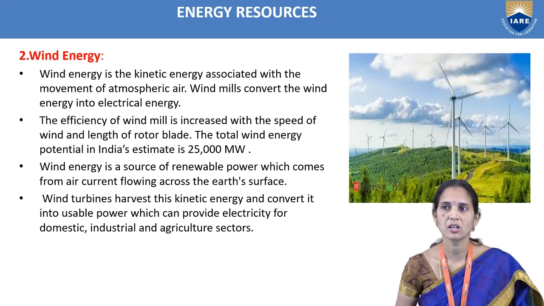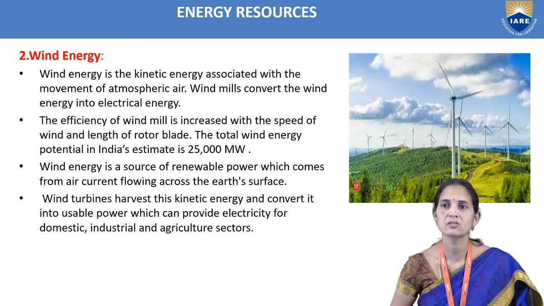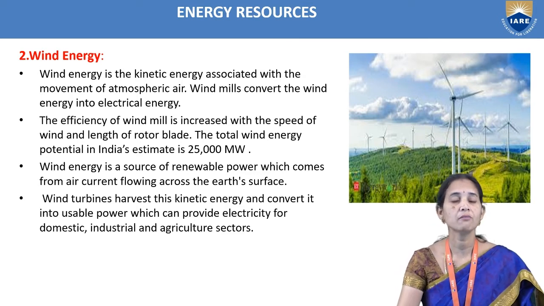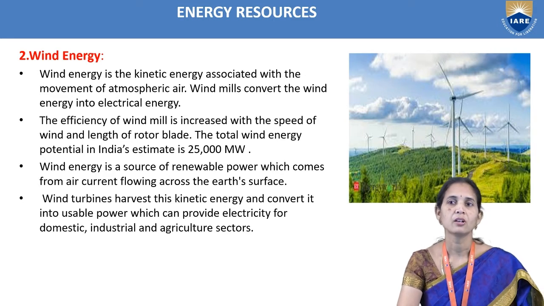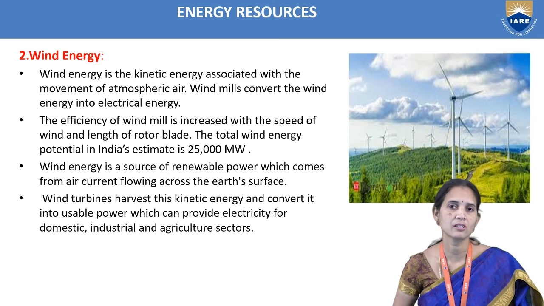We can see in this diagram how we are arranging the windmills here in this field of land. The wind turbines harvest this kinetic energy and convert it into usable power, which can provide electricity for domestic, industrial and agricultural sectors. So we can use it for domestic purpose, industrial purpose and agricultural purpose.